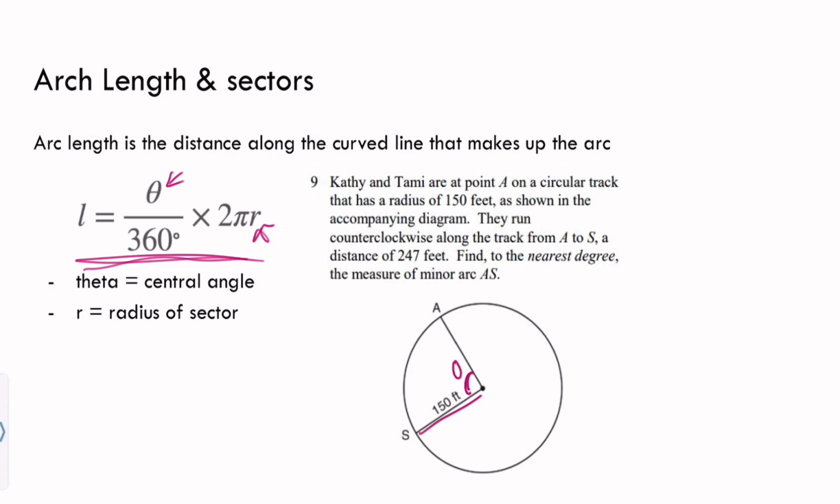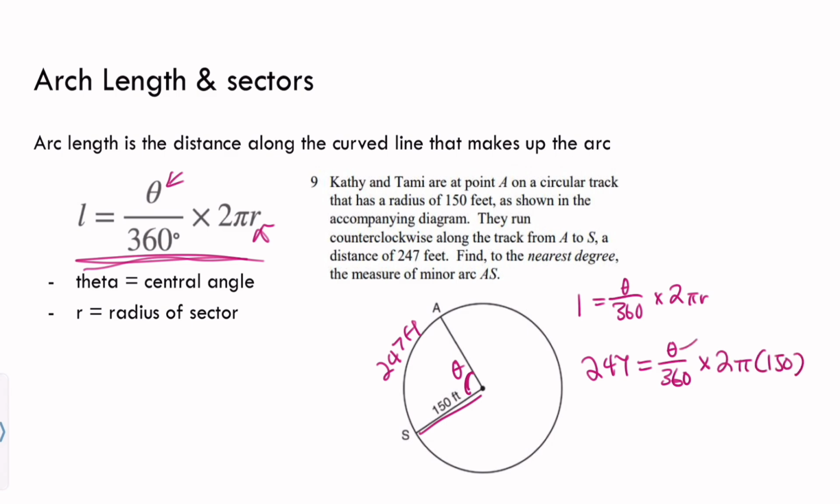And to find this right here, it tells us that the distance from A to S is 247 feet. To find the angle, know that arc length is equal to theta over 360 times 2 pi r. So we're given that the arc length is 247. We'll do 247 and then theta over 360. And we're also given the radius. So you just plug that in. Now we just want to solve for theta. So 247.